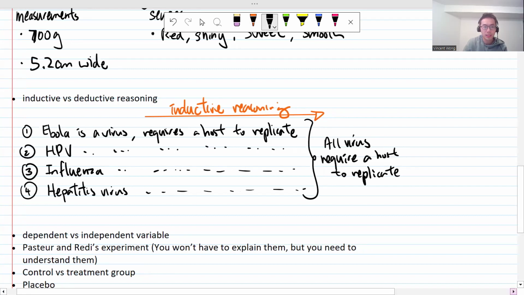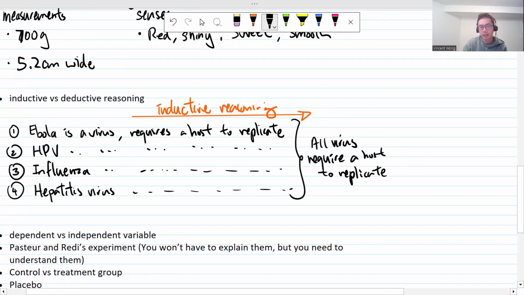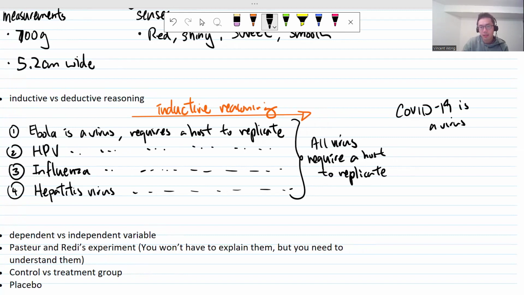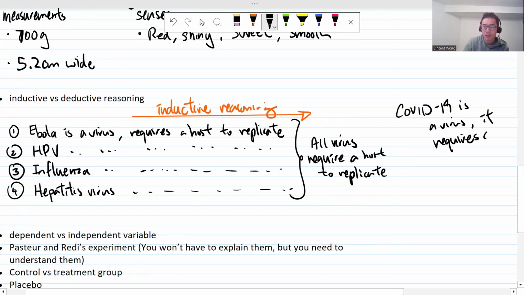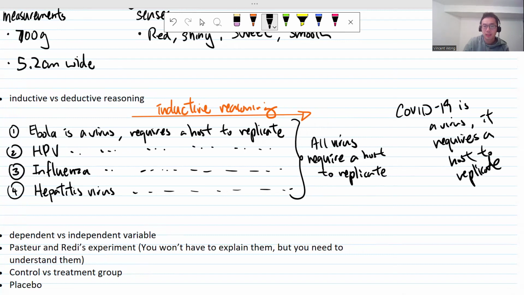So over here we can say, okay, now there is a new virus. I mean, it's not new anymore, it's like 5 years ago. But let's say COVID-19 is a virus. And then based on our generalization, we can say it requires a host to replicate. So here, applying the general statement to a specific case, that would be deductive reasoning.